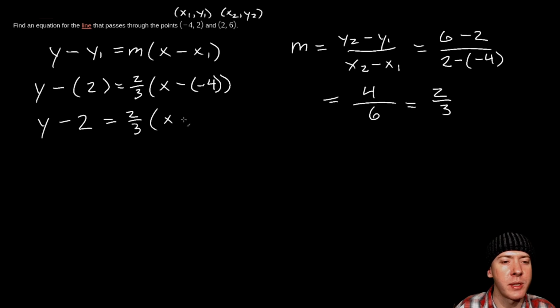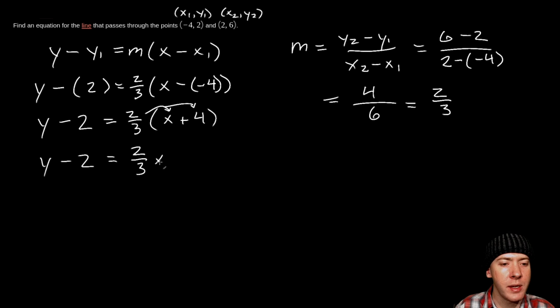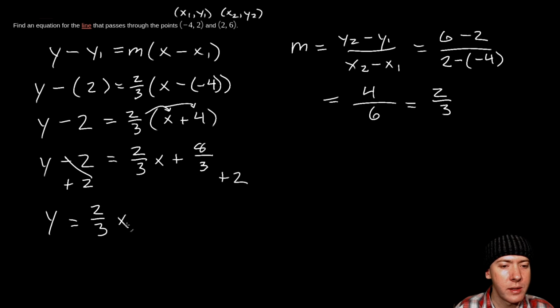In here, we have x plus 4, right? Okay, now we need to distribute the 2/3. So we'll have y minus 2 equals 2/3 times x plus, what is 2/3 times 4? It's 8/3, right? We just multiply the tops. Okay, now we need to add 2 to both sides to get y by itself. And we will have y equals 2/3 x. And then on the end, we have the sum of 8/3 and 2. And that's certainly going to be a positive number, so I'll go ahead and write the plus sign.